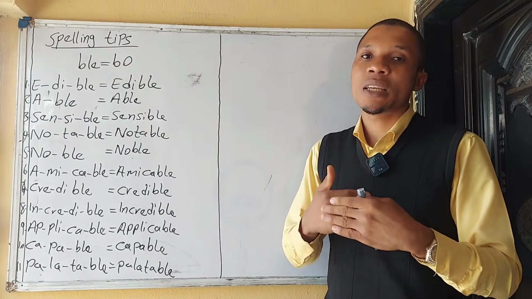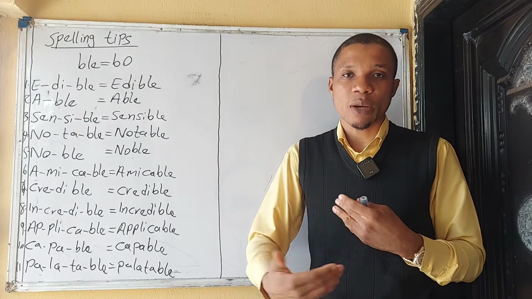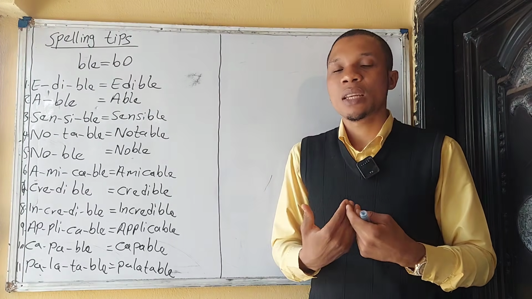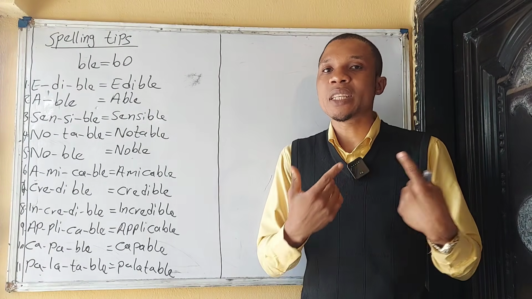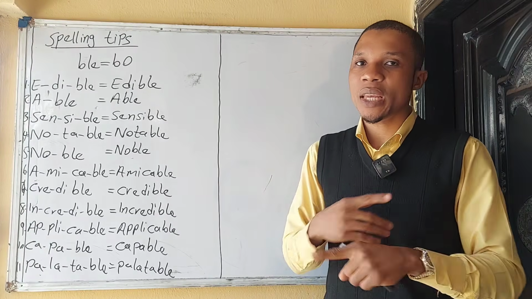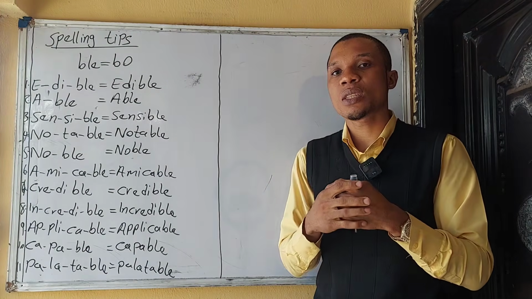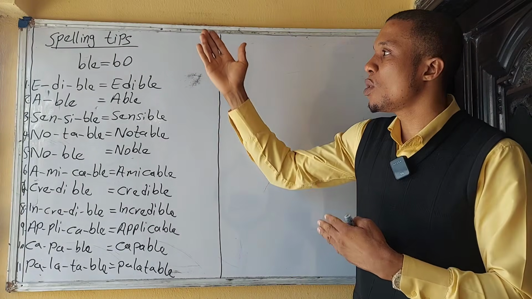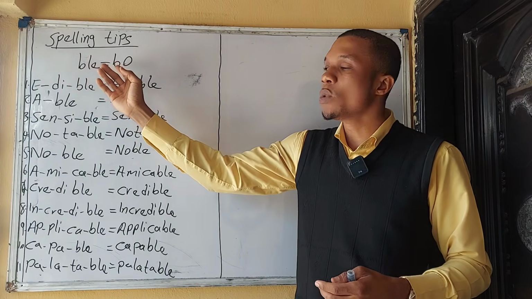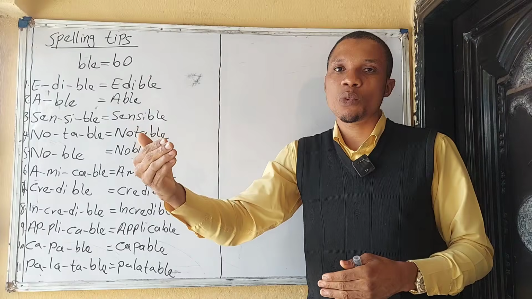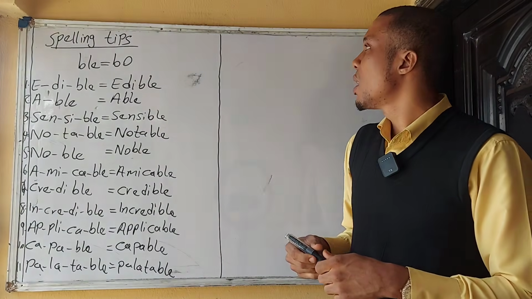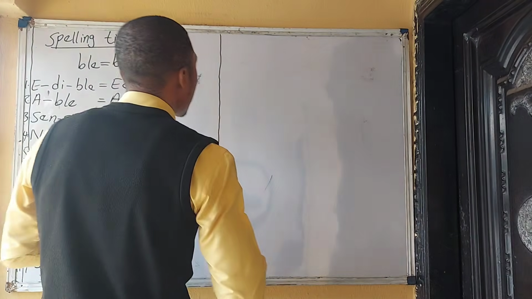As a beginner, it is important for you to get familiar with sounds of letters. The letter may be the same, but they sound differently whenever they appear in different positions, and that is why I'm bringing this to your notice. So we are still continuing with the sound of this BLE, which is bo, at the end of a word.